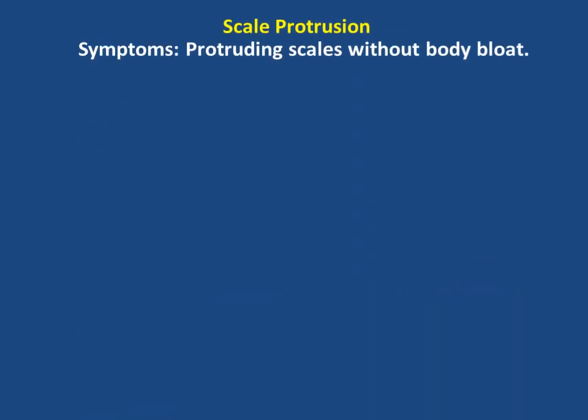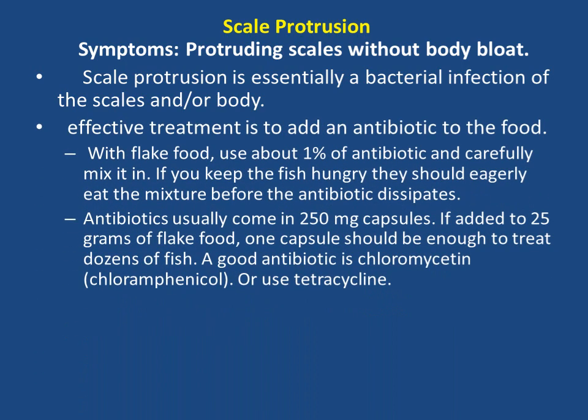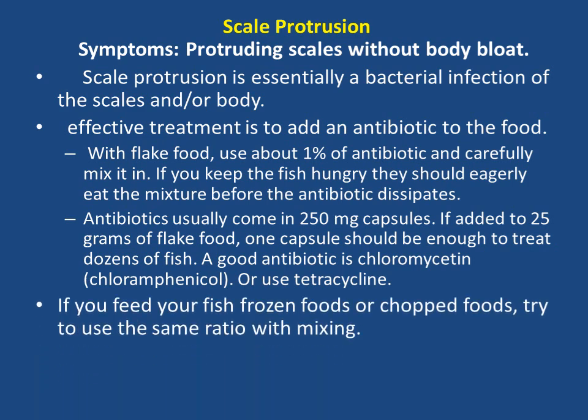Scale protrusion. The symptom is protruding scales without body bloat. Scale protrusion is essentially a bacterial infection on the scales and body. Effective treatment is said to be adding an antibiotic to the food. With flake food, you can add 1% of the antibiotic. Antibiotics can also be given as a capsule. There is a 250 milligram capsule available. We can add it as 25 grams to flake food. A good antibiotic is chloromycetin or chloramphenicol, or you can also use tetracycline.